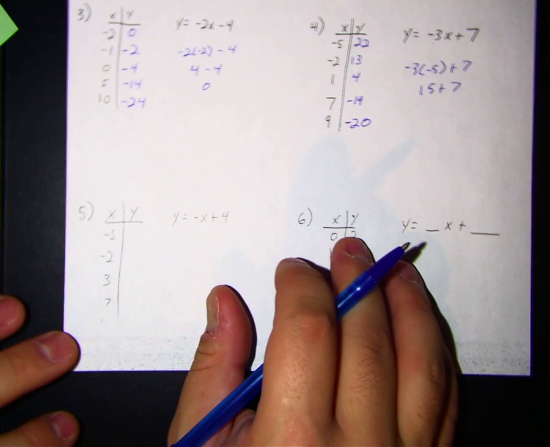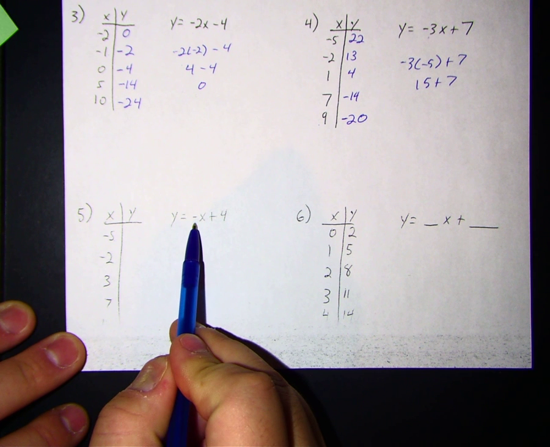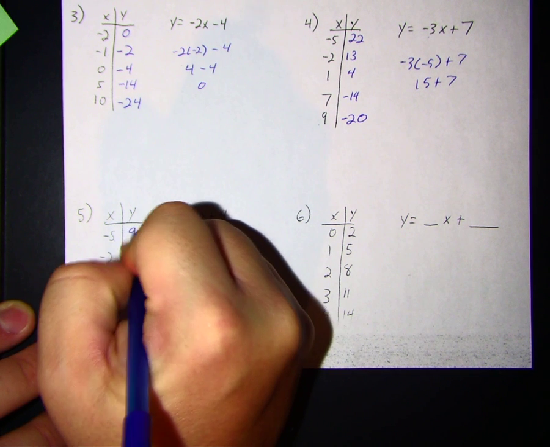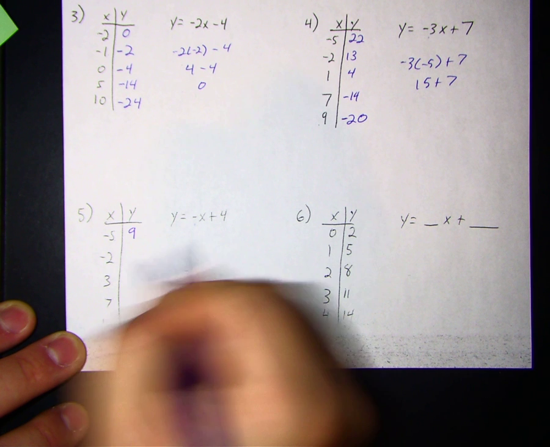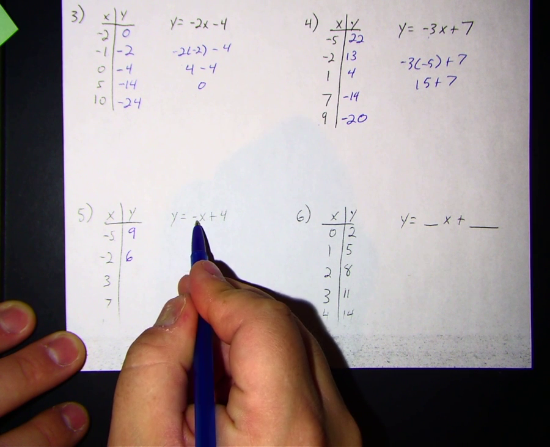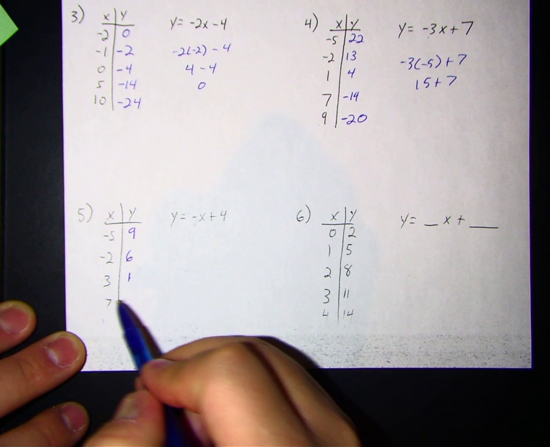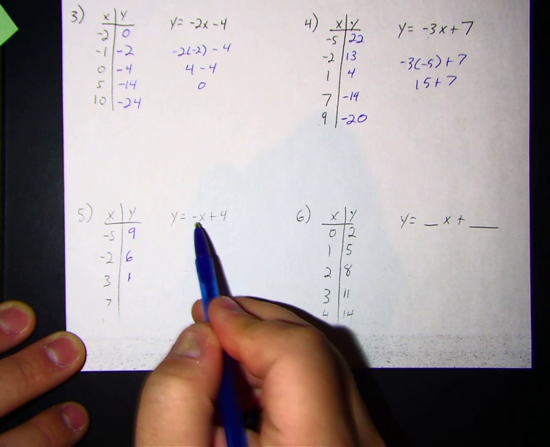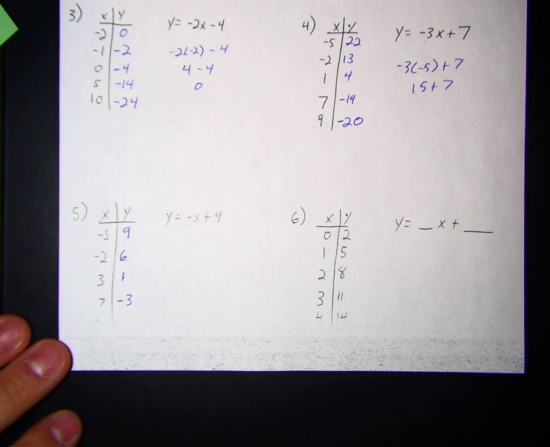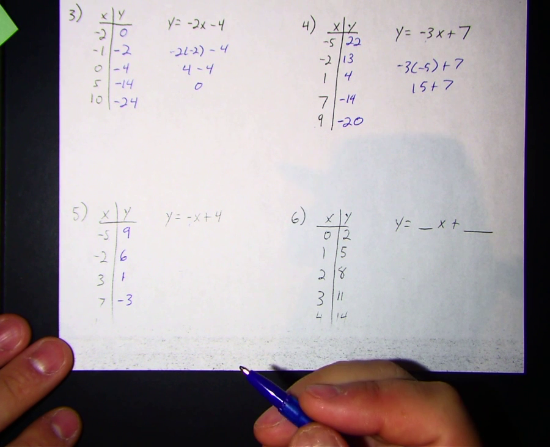Next question. Negative 5 times negative 1, or the opposite of negative 5, is 5. 5 plus 4 is 9. This is 2 plus 4, which is 6. Negative 1 times 3 is negative 3, plus 4 is 1. And 7 times negative 1 is negative 7, plus 4 is negative 3. So that's your answer there. It looks like I had another number here, but it didn't come through, so I can't mark that wrong.